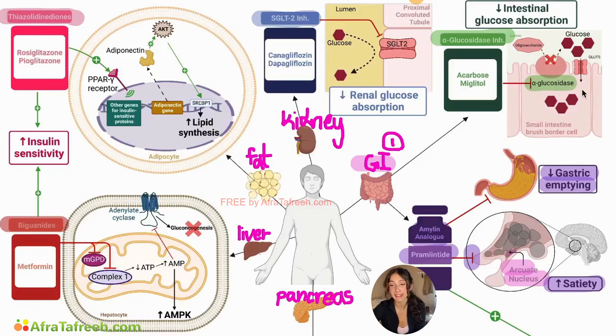So alpha-glucosidase is an enzyme that functions at the small intestinal brush border, and its job is to break down these oligosaccharides, which are big molecules of multiple glucoses strung together, into small individual glucose molecules that can then be absorbed through our GLUT channels, often GLUT5 channels, into the body.